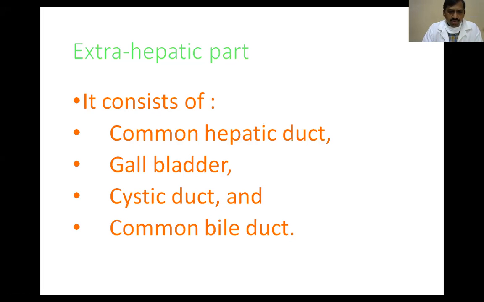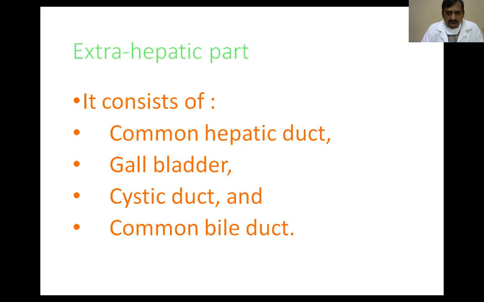What are the contents of the extra-hepatic part of the biliary apparatus? First is the common hepatic duct, then the gallbladder. From the gallbladder there is another duct called the cystic duct. The cystic duct and common hepatic duct together form another duct, the bile duct, also called the common bile duct, CBD.